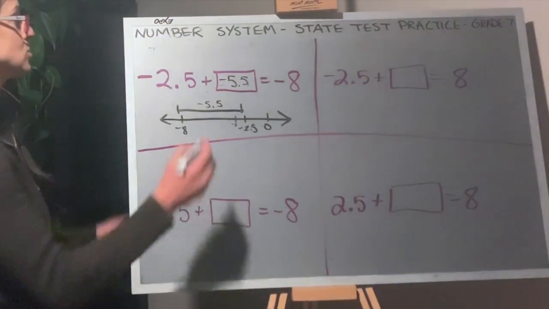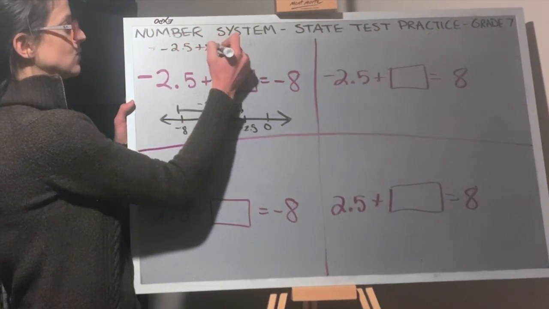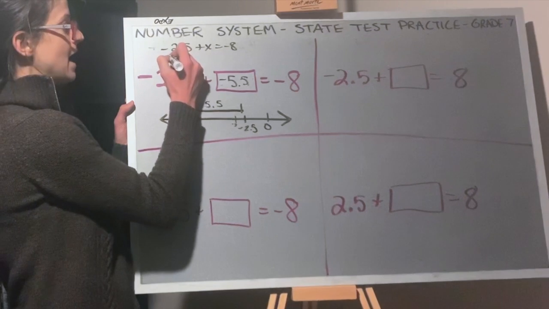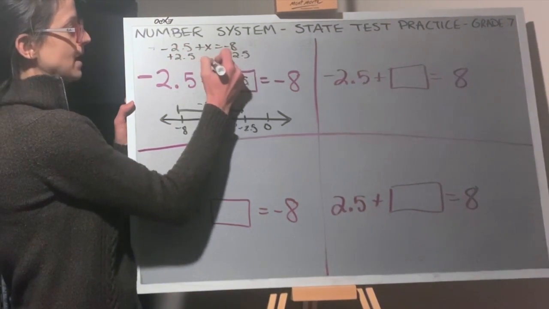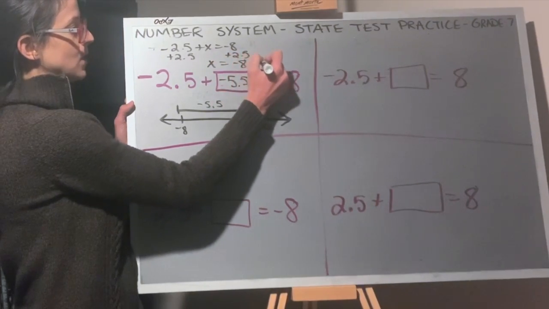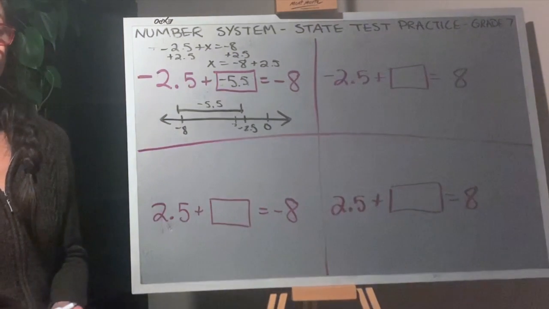Solving this with an equation would look like this. Negative 2.5 plus x equals negative 8. I would add 2.5 to both sides. So x equals negative 8 plus 2.5. And then we get x equals negative 5.5.